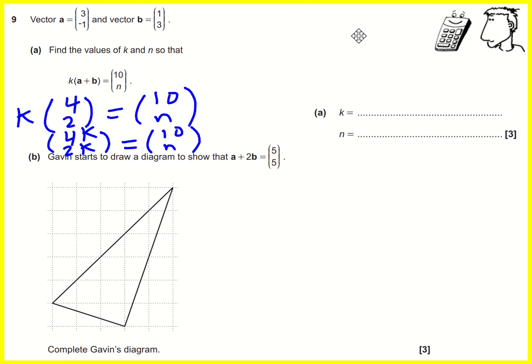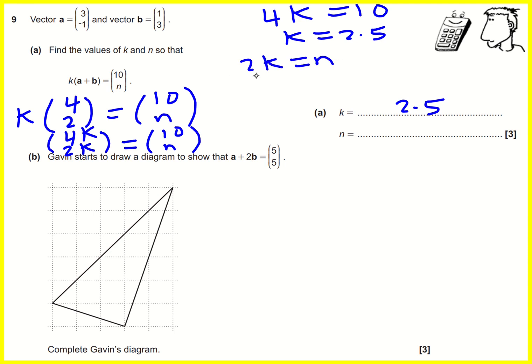Okay, so now if two vectors are the same, it must be that the tops are the same, the amount I'm moving in the horizontal direction, 4k equals 10. And I can solve that now. I can divide through by 4, and I'm going to get 2.5. But it must also be that the bottoms are the same. So 2k is going to equal n, but I know what k is now, it's 2.5, so it must be that 5 is equal to n. And I've solved this question.